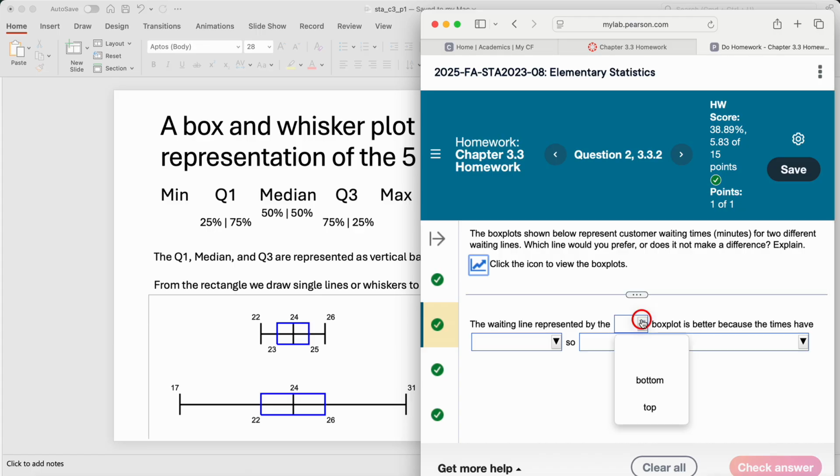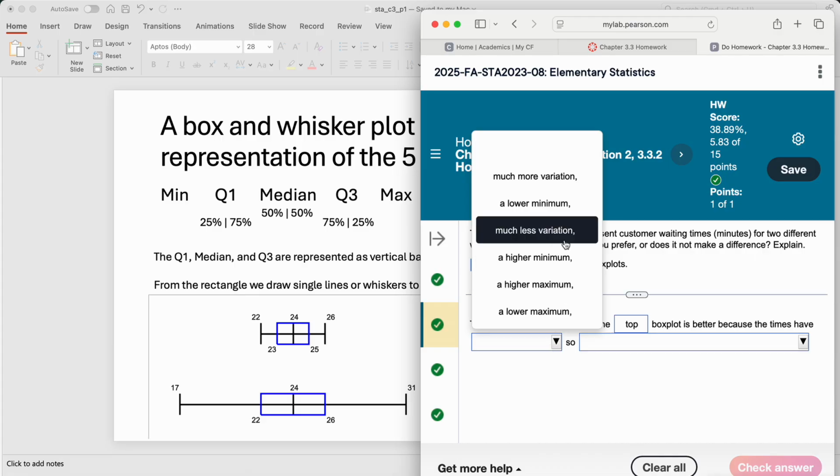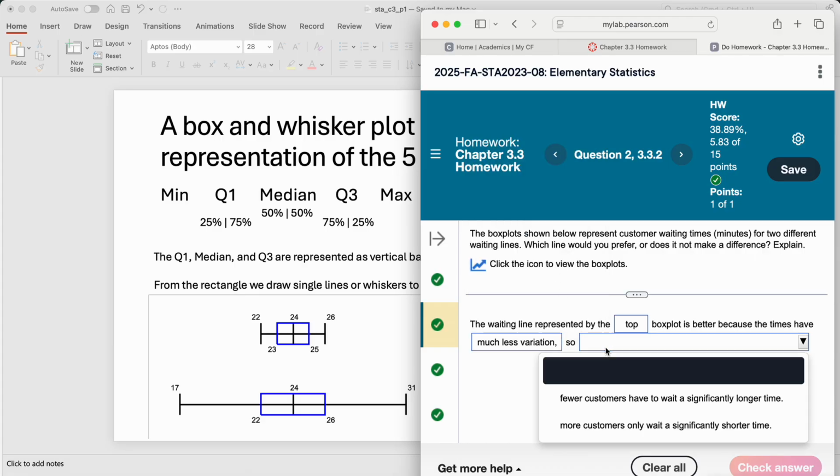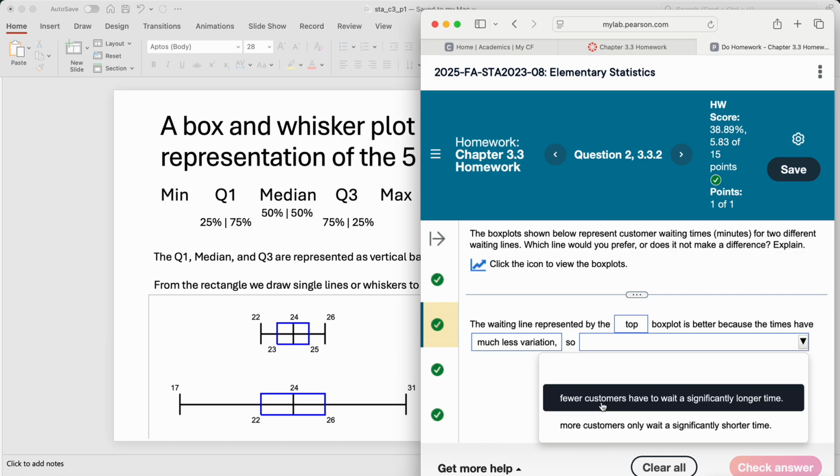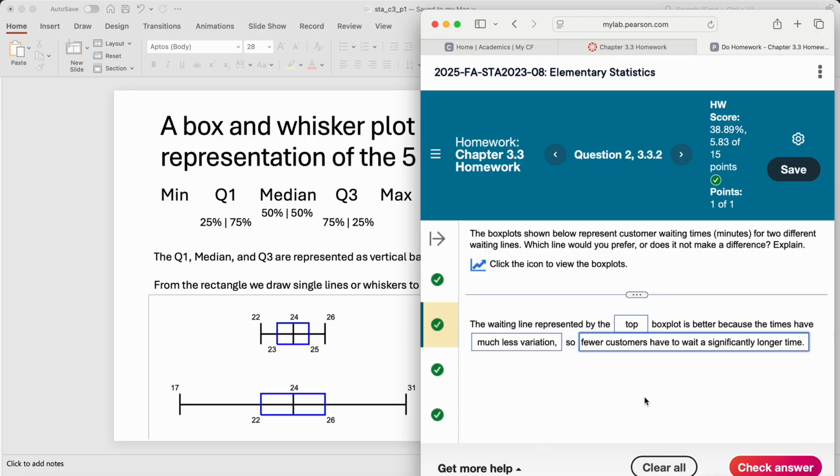question. I think I would want to wait in the top line to have much less variation, so that fewer customers have to wait a significantly long time. I think I'm going to go with that wording. In fact, I'm almost curious to see if this question allows multiple ones, but let's see what we mean here.